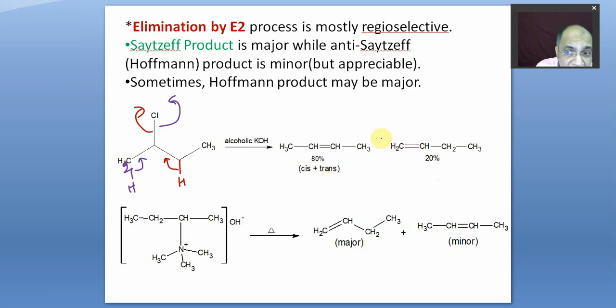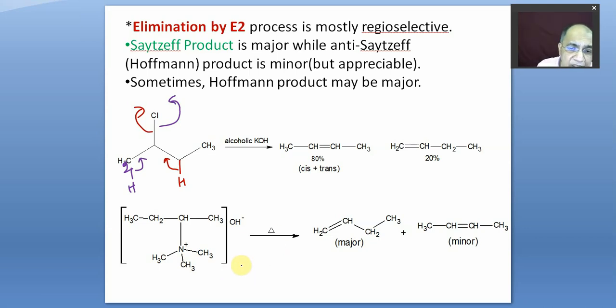Later on we will see that out of the cis and trans of the Saytzeff product, cis will be lower, trans will be in higher percentage. So again it will be stereoselective for the Saytzeff product. So the reaction is not only regioselective but also stereoselective for the Saytzeff product, right? In some other cases you find the anti-Saytzeff product is major. You will know about all this in your subsequent courses.